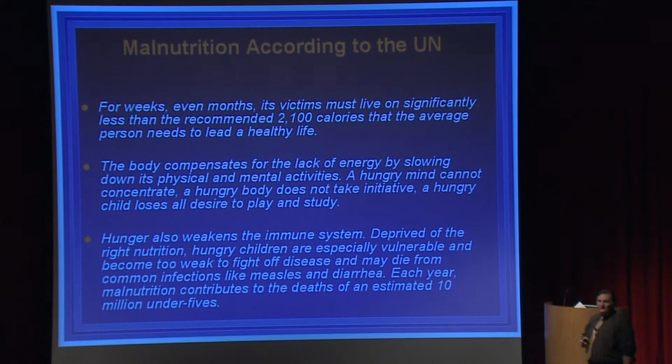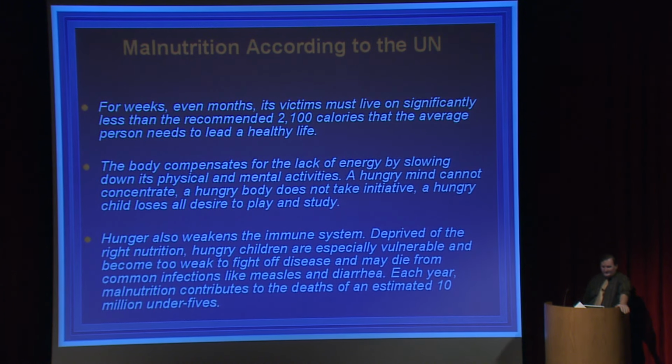The United Nations and other world agencies like the Food and Agriculture Organization and the World Health Organization pay attention to this issue of hunger. And here are a few things that have come from the UN. They define hunger and malnutrition, saying that over a prolonged period of time, the victims live on a significantly lower percentage of food than they need to sustain a healthy life. And then they talk about the consequences.